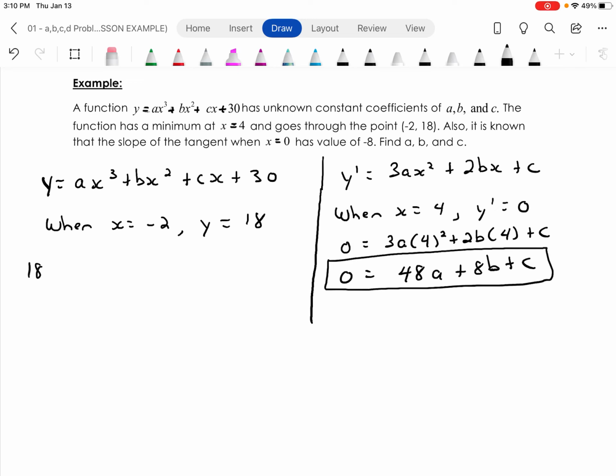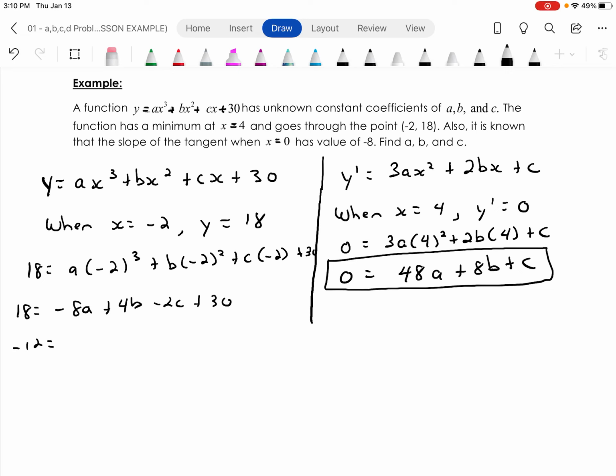So I go 18 equals a times (-2) cubed plus b times (-2) squared plus c times (-2) plus 30. Just enough space there. And then I'm going to tidy that up. I get 18 equals -8a plus 4b minus 2c plus 30. Well, maybe I'll move the 30 over with the 18 just to tidy that up a little bit. I get -12 equals -8a plus 4b minus 2c.